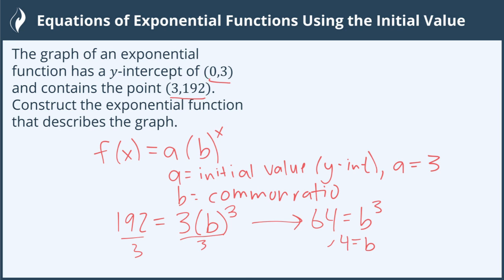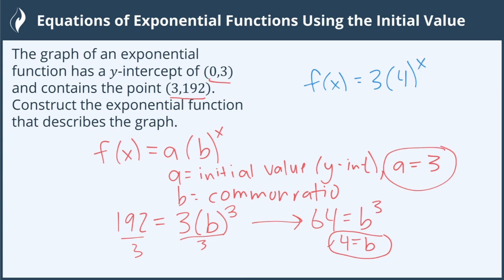So we have all the pieces that we need. We know a is 3, we know b is 4. Let's plug them into our final answer. f(x) equals 3 times 4 to the x. And there's our function.